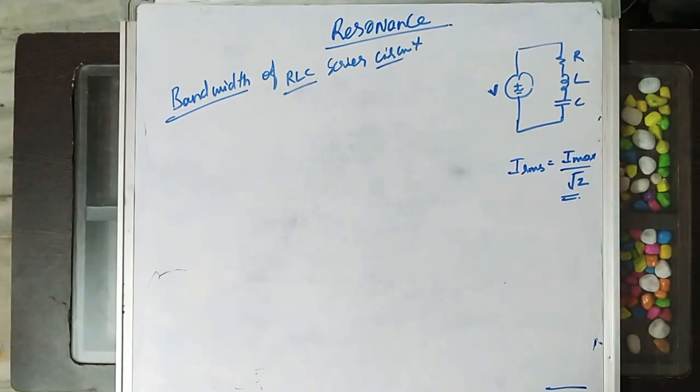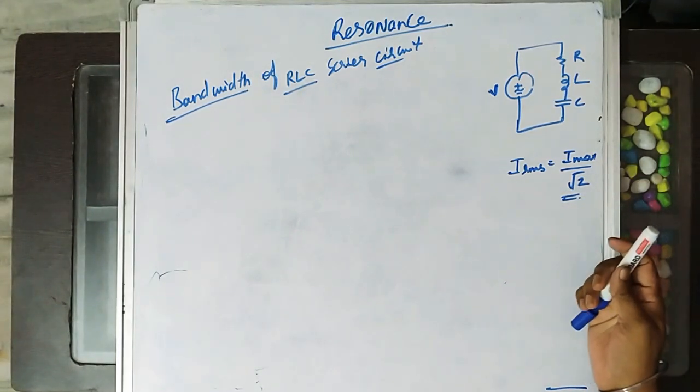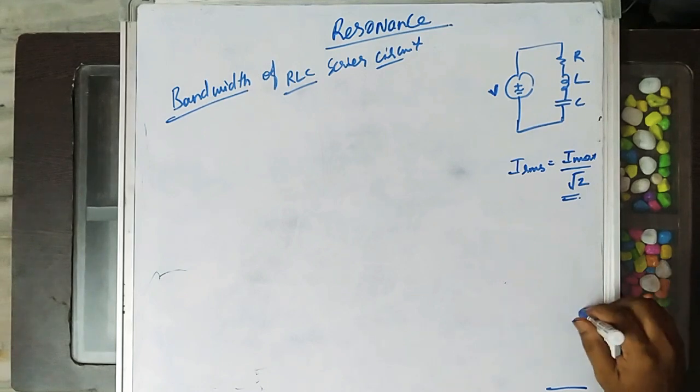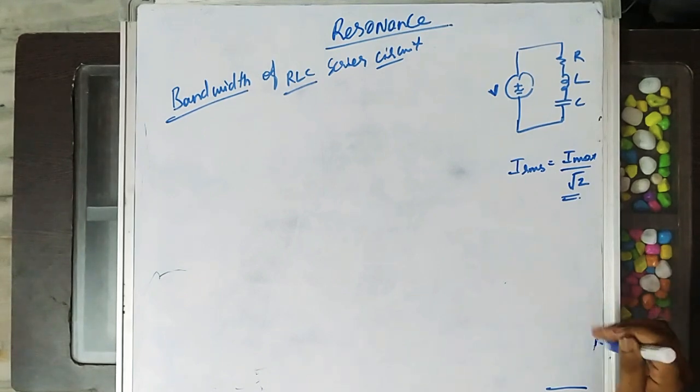Good evening, guys. Now, in this session, we'll deal with the concept called resonance. In the last class we dealt with quality factor. Now we'll deal with the bandwidth of an RLC series circuit.